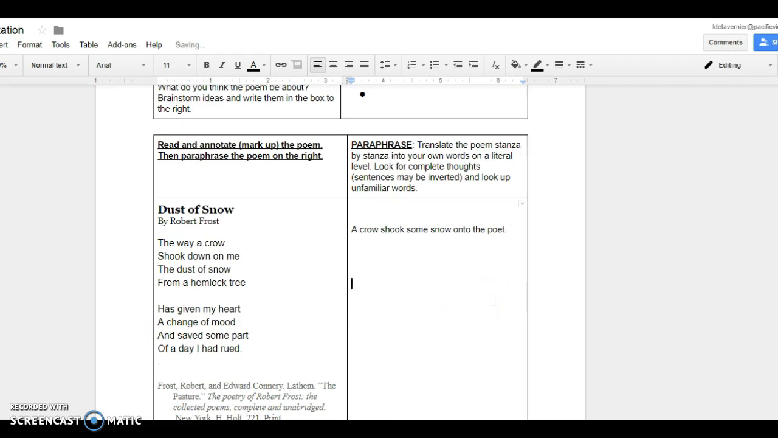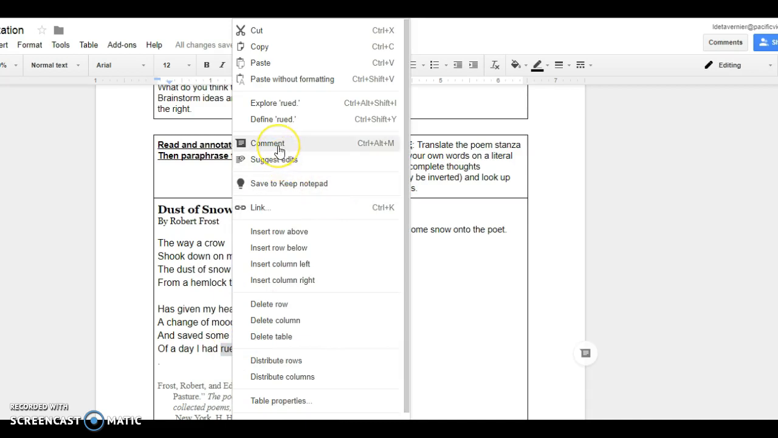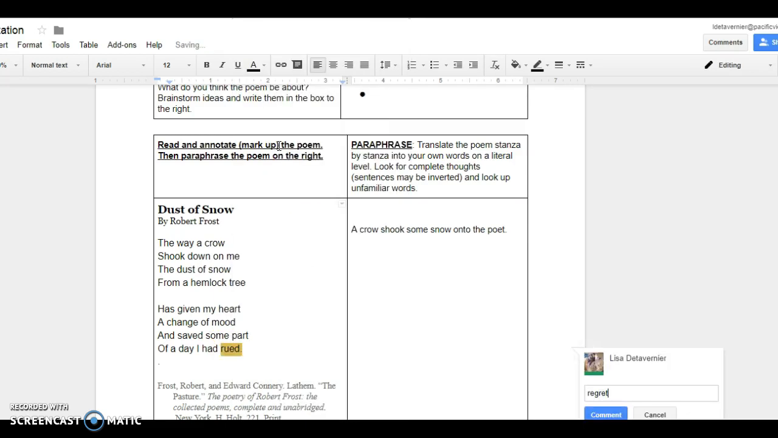Has given my heart a change of mood and saved some part of a day I had rued. Okay, so first we want to figure out, what does rued mean? Okay, rued means regret. Okay.